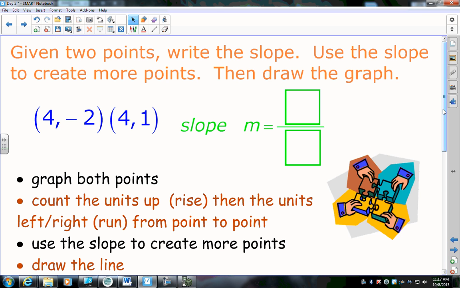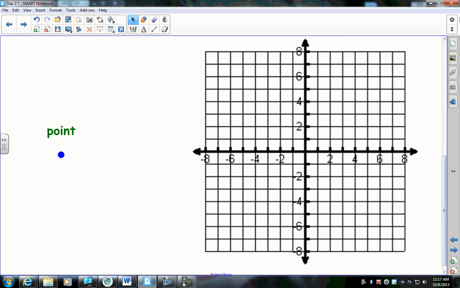The next one that you were supposed to graph, the points were 4, negative 2, and 4, 1.